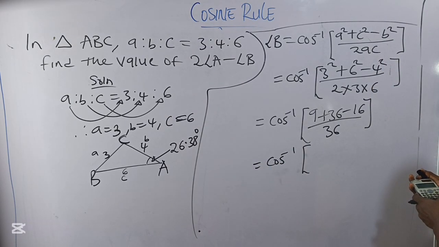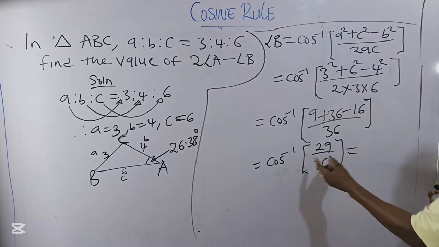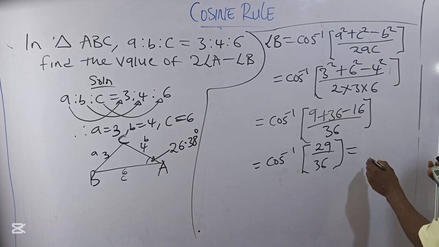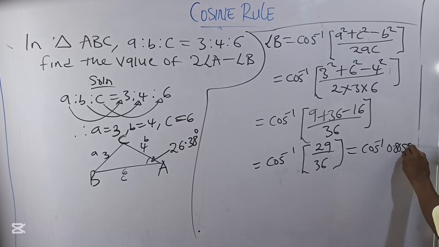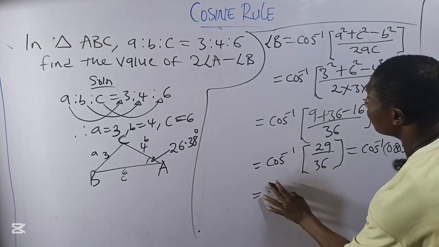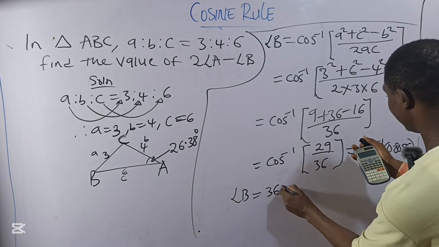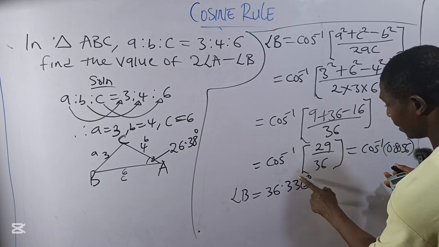So I have my cos inverse of 9 plus 36 minus 16. This will give me 29 all over 36. And this will be equal to 29 divided by 36. This will give me cos inverse of 0.8056. And I'll have my final answer for angle B to be shift cos of this value, and that will give me 36.336 degrees, or let me say 36.4.